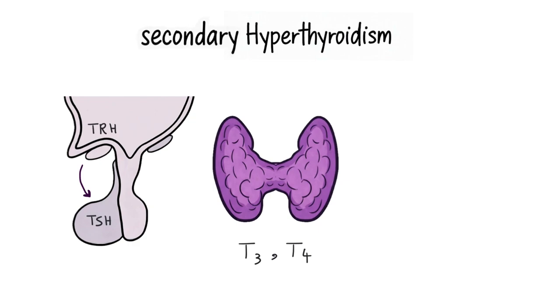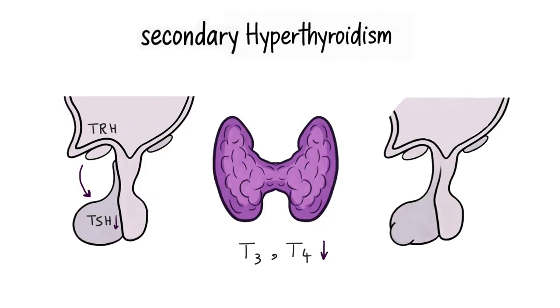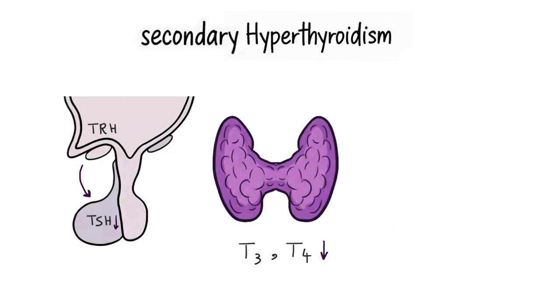But if there is a disorder in the pituitary or hypothalamus, this process becomes disrupted. As a result, TSH is not secreted in sufficient amounts, and since the thyroid does not receive adequate stimulation, thyroid hormone production decreases. One of the important causes in this category is pituitary tumors or lesions, which can disrupt normal hormone secretion. Another classic example in this context is Sheehan syndrome.